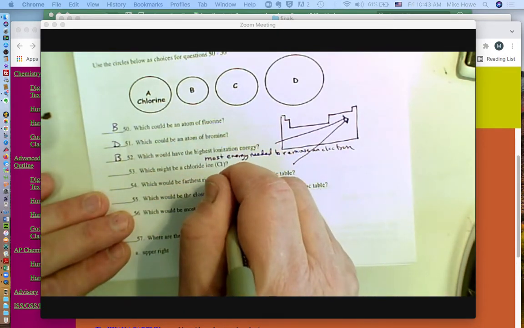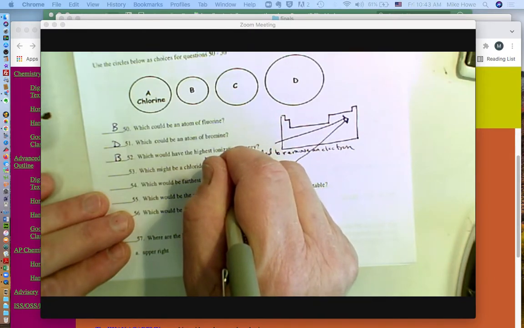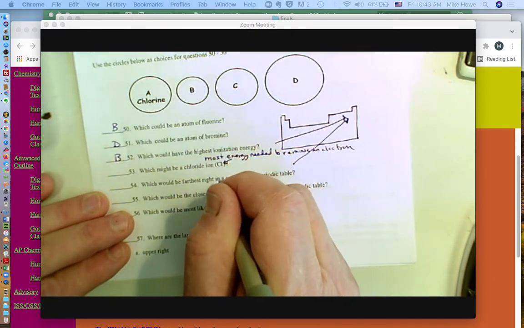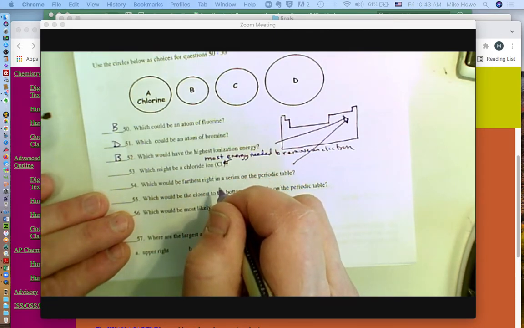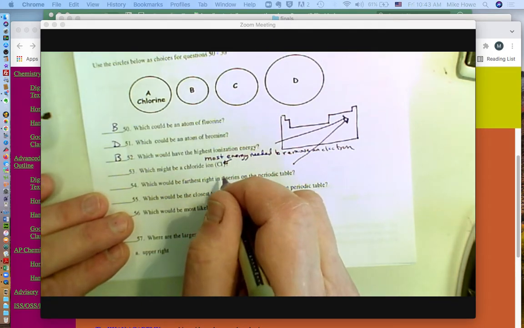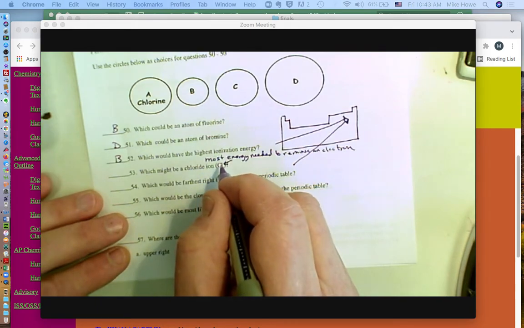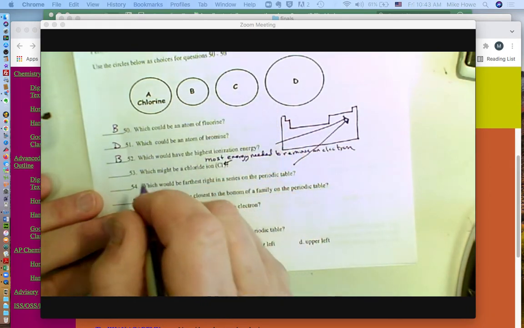which might be a chloride ion. Notice that there's a little minus sign right there. So if it gains an electron, would it get bigger in size or smaller in size? I'm thinking it's kind of logical that if you add an electron, it's going to get bigger, so that would be circle D.